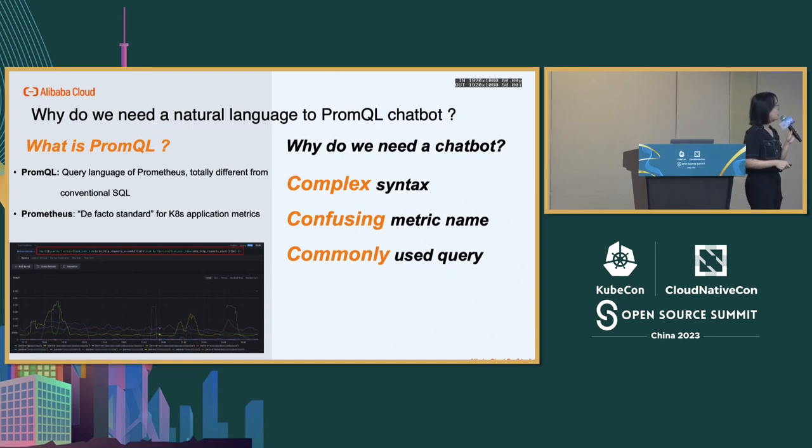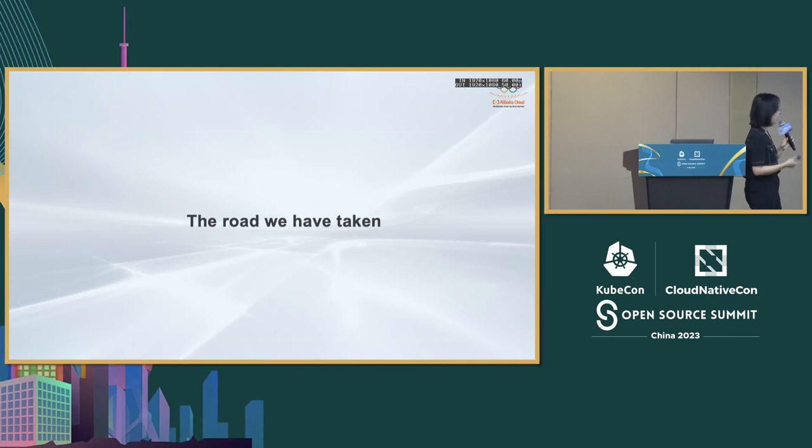And the third C stands for company. PromQL is a very commonly used language, because not only the developers and the SREs can use PromQL, but also the leaders and the PDs, because we can get the SLAs, SLOs, incomes, outcomes, PVs, and UVs by using PromQL. So that's why we need a natural language to PromQL chatbot.